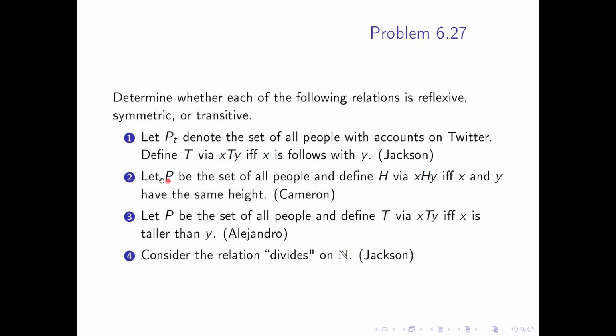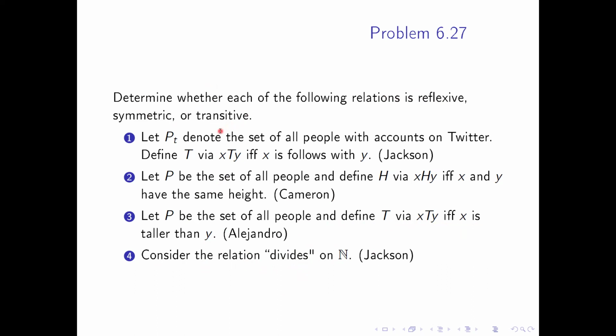Cameron, let's say we have the set of all people, and my relationship H is that X and Y have the same height. Again, is that reflexive, symmetric, or transitive? Alejandro, it's similar, but now you are doing T, where X is taller than Y. Again, is it reflexive, symmetric, or transitive? And Jackson, consider the relationship divides on N. Is divides reflexive, transitive, or symmetric?